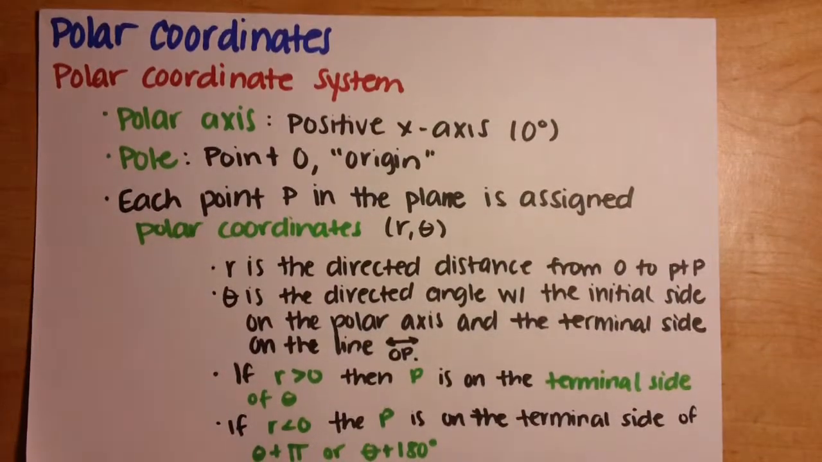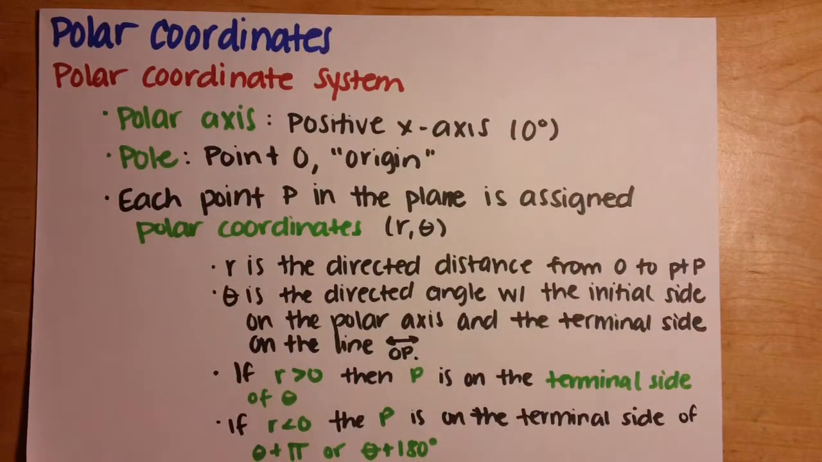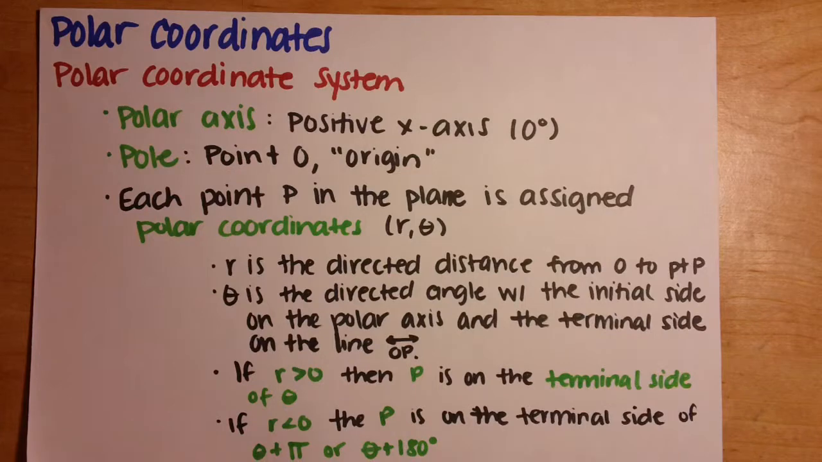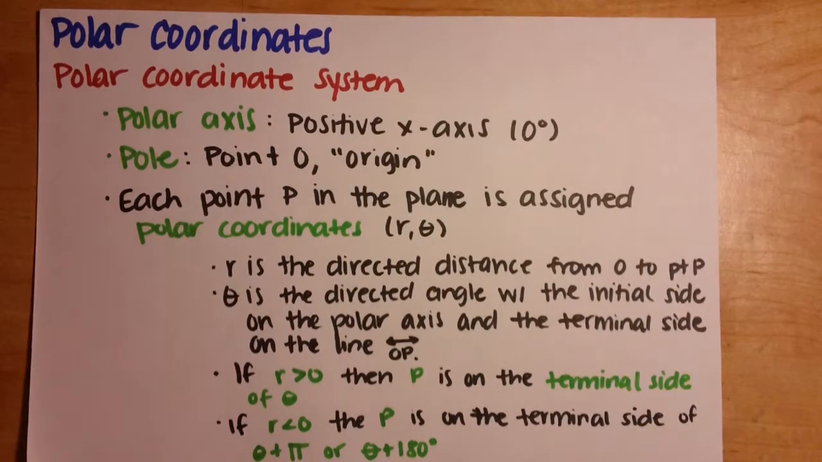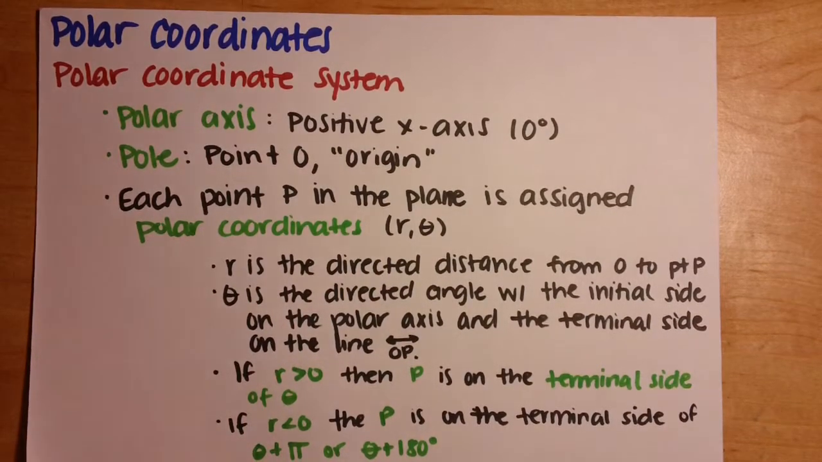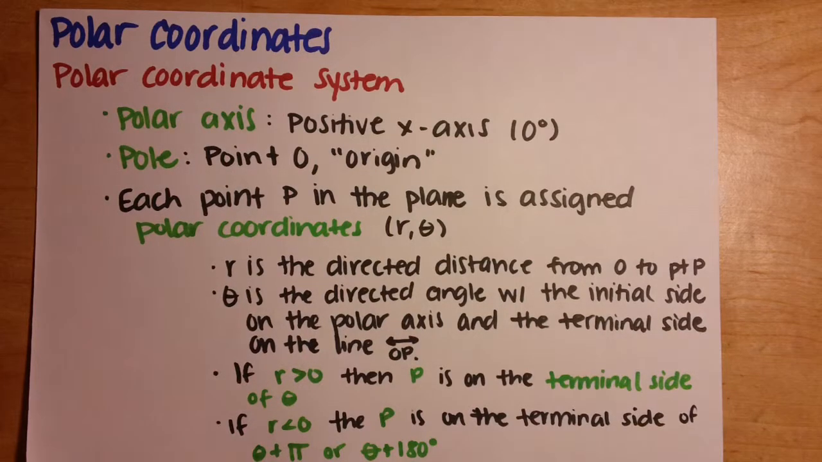In this lesson, we'll be discussing polar coordinates in the polar coordinate system. In the polar coordinate system, the polar axis is the positive x-axis, which is 0 degrees. The pole is a point O at the origin. Each point P in the plane is assigned the polar coordinates (r, theta).